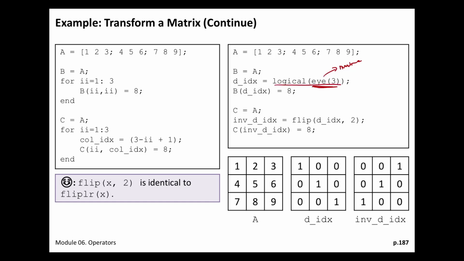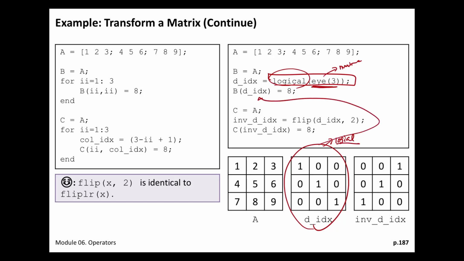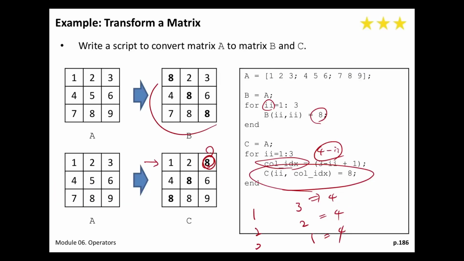So if you convert this identity matrix to a logical type, you will get this one, logical. Okay. If you plug this in here, and B is this matrix, B is here, and then you assign A to those locations. That's why you will get this.